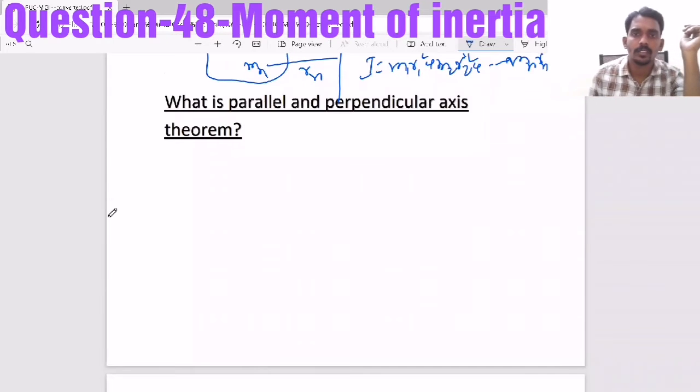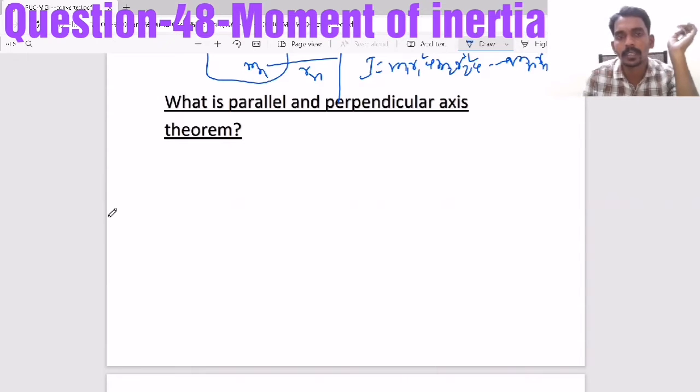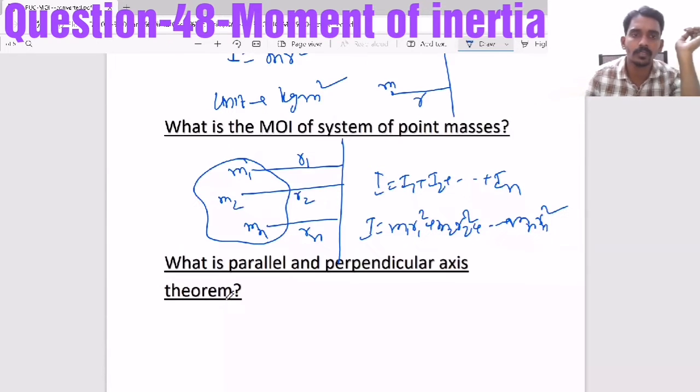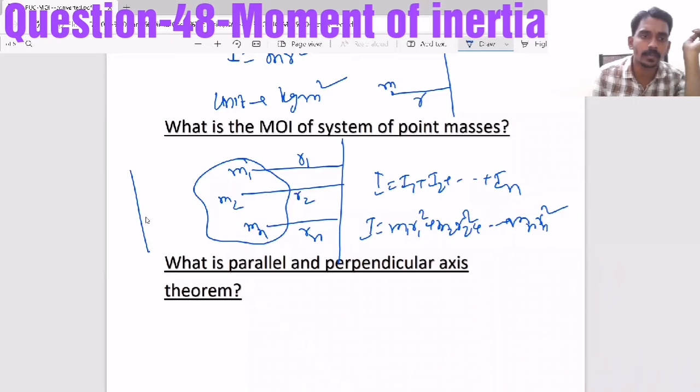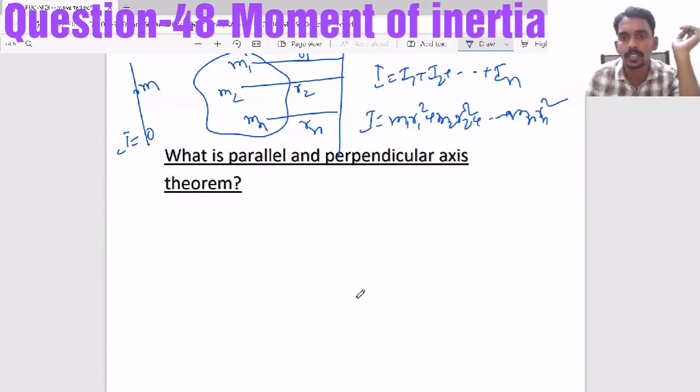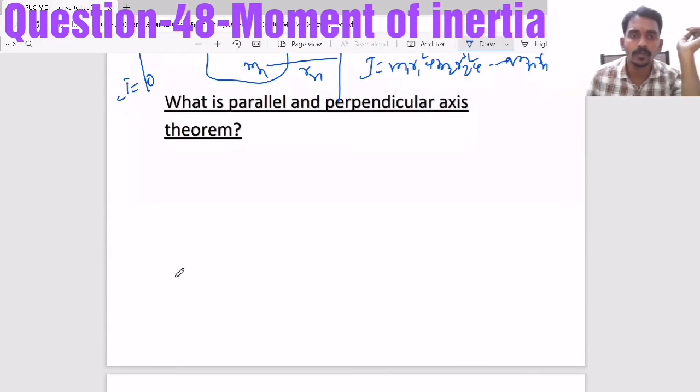Now, the next thing is what is the parallel and perpendicular axis theorem. One more thing also I will tell you. If there is an axis and the mass is on the axis, then the moment of inertia is 0, because the perpendicular distance is 0. Now it's all about the parallel and perpendicular axis theorem.